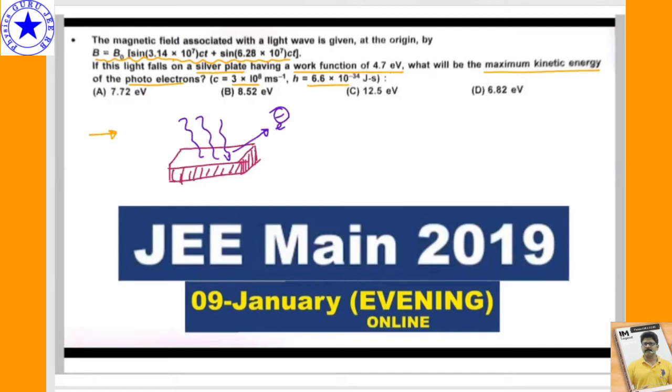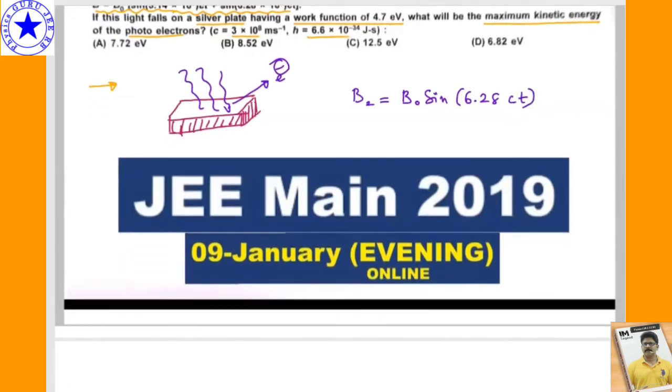For the second wave, B2 equals B naught sine 6.28 Ct. This can also be written as B2 equals B naught into sine of 2 pi into Ct. Now the frequency of the incident wave: omega is equal to 2 pi n, or frequency n is equal to omega by 2 pi.